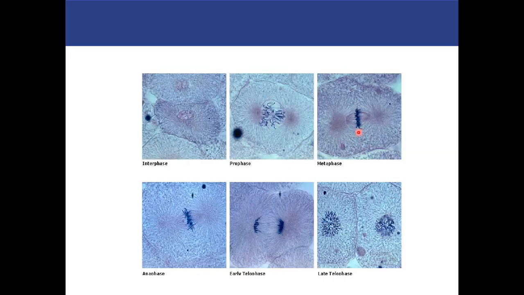This is the easiest one to spot in a microscope. Anaphase, the chromosomal pairs are moving away. Now, anaphase is a really hard one to see under the microscope because the cells don't stay in anaphase for very long.